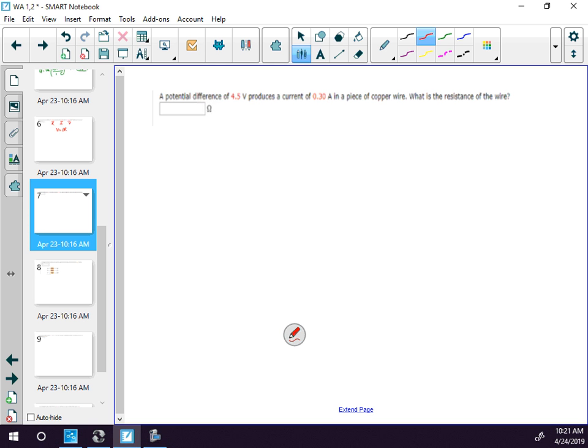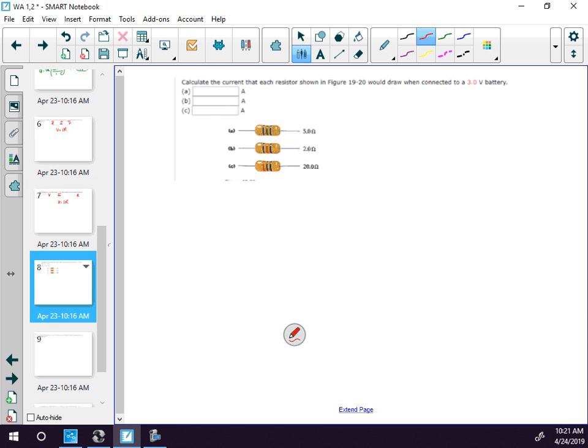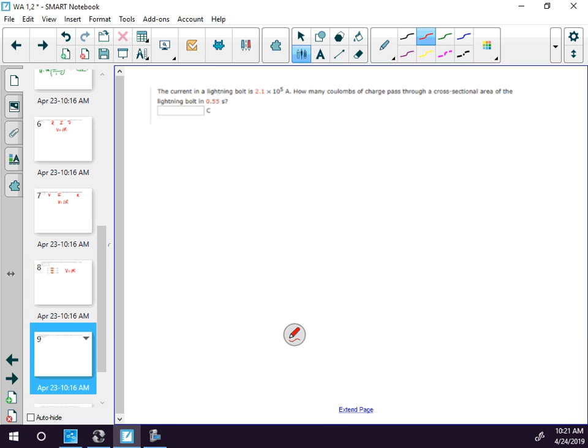Another straight application of Ohm's law. We've got voltage, we've got current, we're asked for resistance. And so again, let's just apply that law, shall we? And figure things out. Calculate the current when it is connected to a 3-volt battery. Oh, this one's tricky. They put pictures of the resistors in there. Guess what, people? It's still an application of Ohm's law. No biggie.